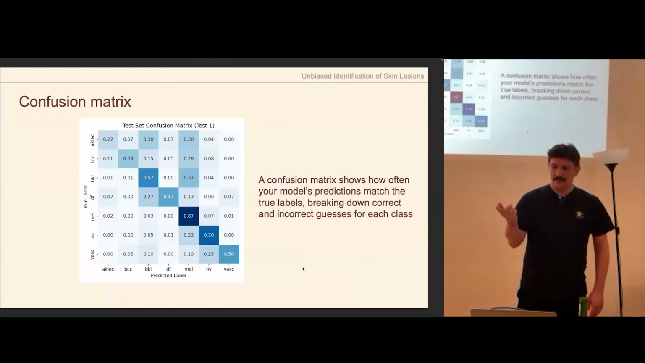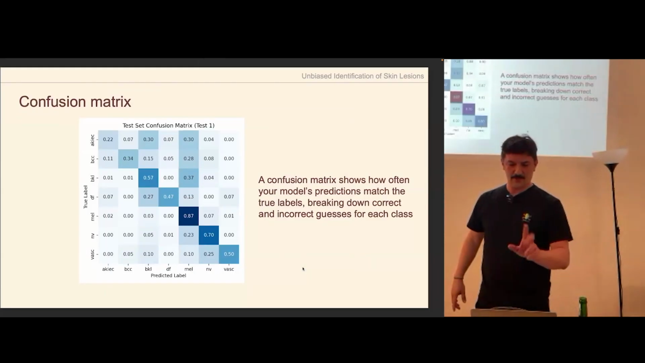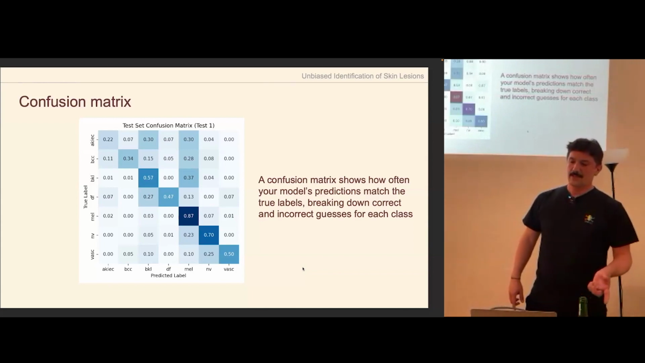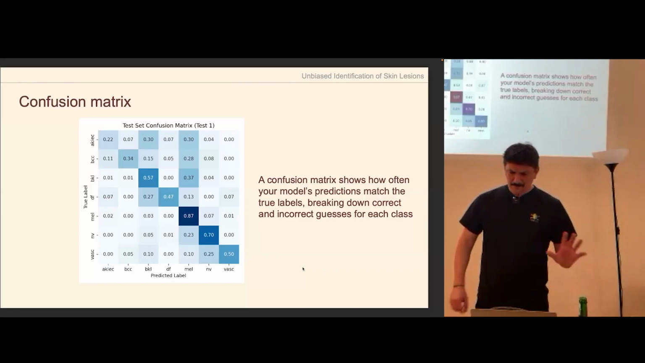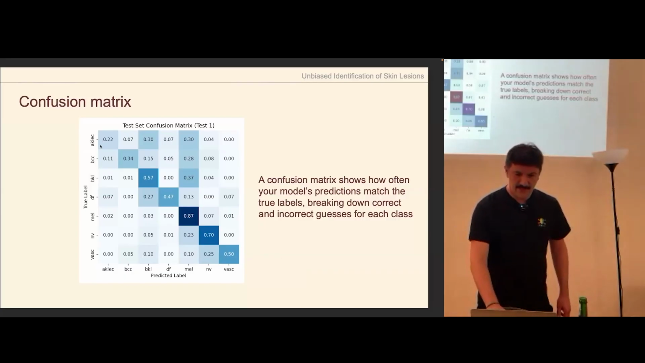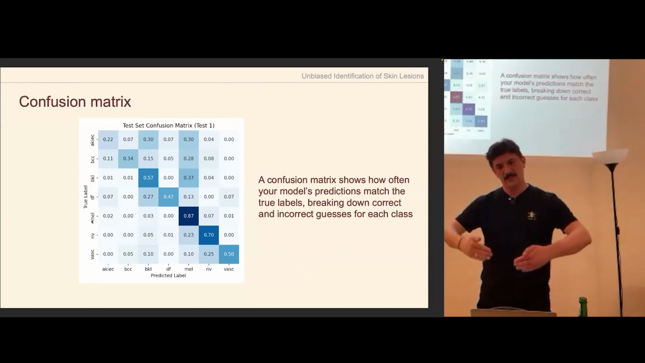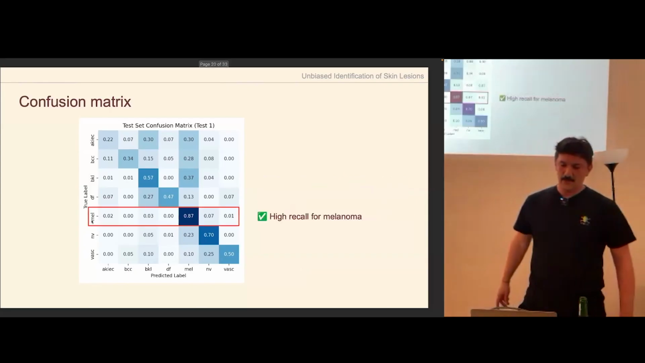So the first thing that I'm going to show you is the confusion matrix. We already saw a few today, but the confusion matrix shows you how often your model predictions match the true labels, and then breaks this down into correct and incorrect guesses for each class. In the data set, something that I didn't mention, there are 7 lesions, of which melanoma is kind of the most important, because these are the dangerous ones. These are the ones where, when you detect them, you have to immediately do something. So let's have a look at those.